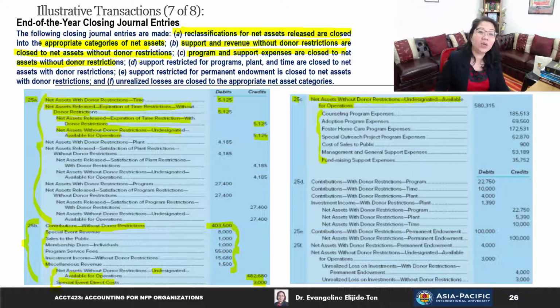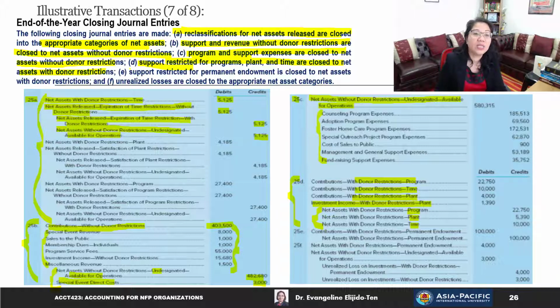In D, what we're closing, support restricted for programs, plant, and time are closed to net assets with donor restrictions. All right, so we are debiting here the contributions with donor restrictions as to program, time, as to plant, and any investment income with donor restrictions. And what do we credit? We are crediting net assets with donor restrictions, program, plant, time, respectively. All right, so from contributions we transfer it or close it to net assets.